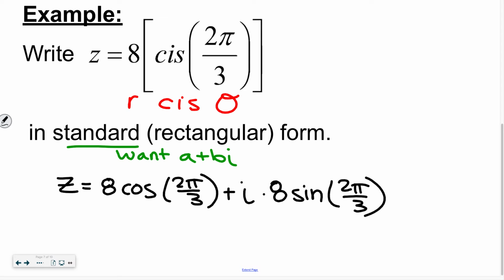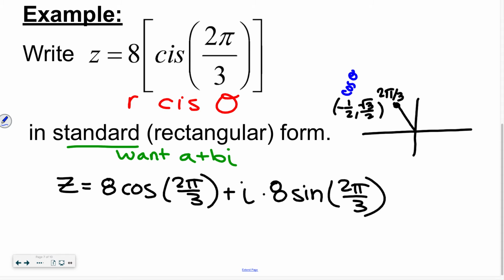Then I'm going to think about 2 pi over 3 on my unit circle. What's the ordered pair for 2 pi over 3? Negative 1/2, radical 3 over 2. Positive radical 3 over 2. And remember on the unit circle, the x is cosine and the y is sine. So now I just evaluate.